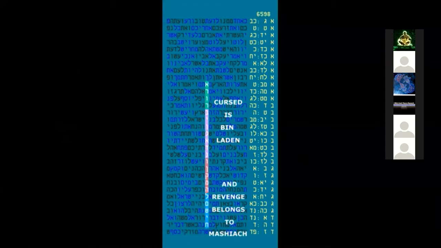Look at the continuation here. Revenge belongs to Mashiach. There's the idea of revenge and Mashiach, all in one line with Bin Laden. It's not normal. It's not taxi cabs in New York.